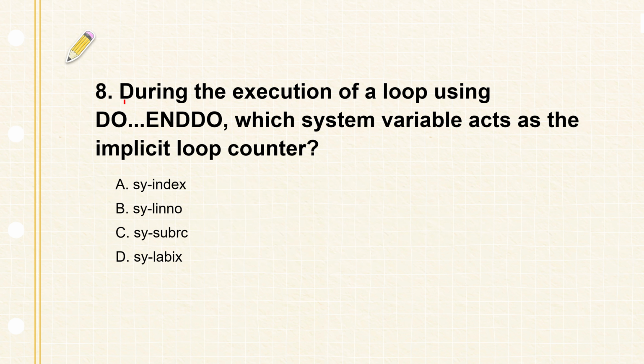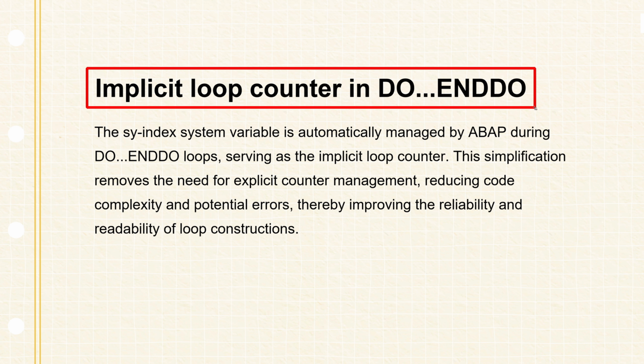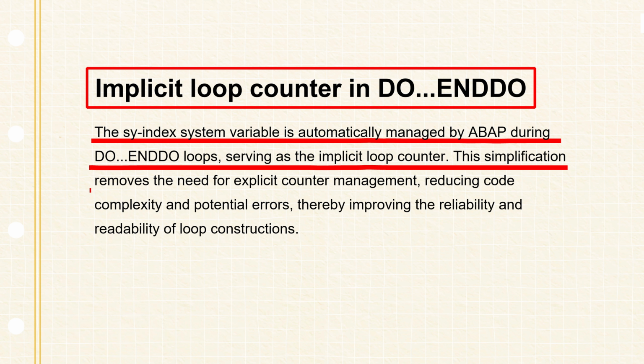Question 8. During the execution of a loop using DO, which system variable acts as the implicit loop counter? The knowledge points of this question are: implicit loop counter in DO. In ABAP, the sy-index system variable automatically counts the number of iterations in a DO loop. This makes it easier to manage loops without manually tracking each cycle, simplifying your code.